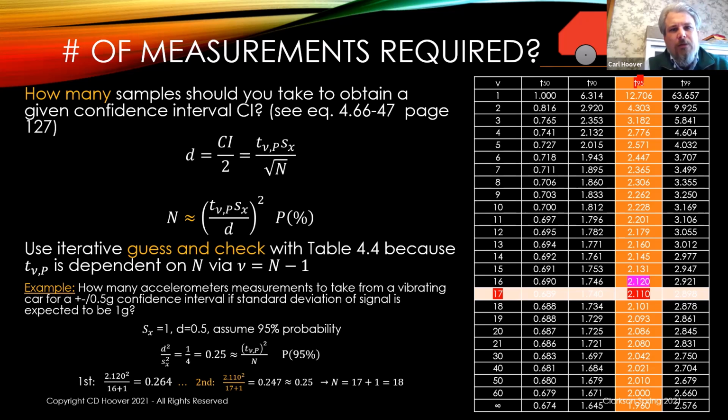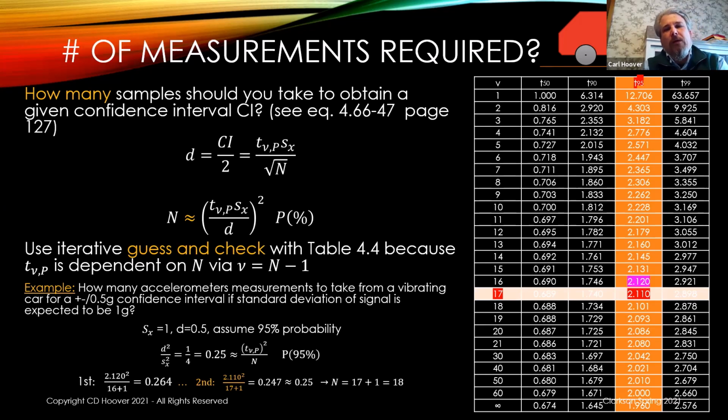So we're trying to figure out how many measurements are required for a given accelerometer test, where we want to be within plus or minus 0.5 of the mean with 95% confidence, knowing the standard deviation of the signal is expected to be 1. So we use this rule of thumb here of n being approximately equal to Student's t times the standard deviation divided by d squared, where d is the confidence interval over 2, and so plus or minus 0.5 is 1, so d is 1 over 2 or 1/2.